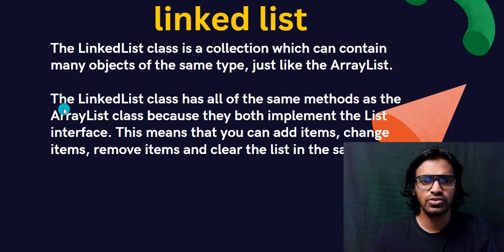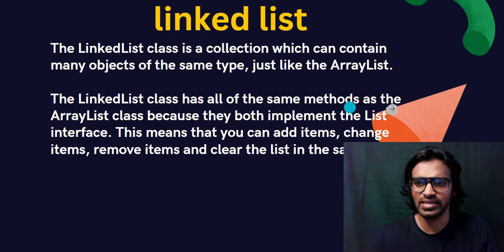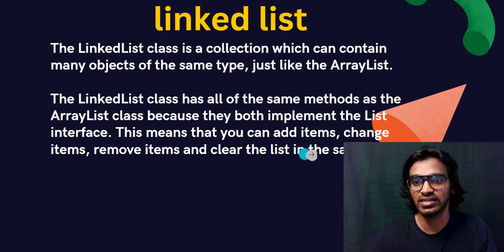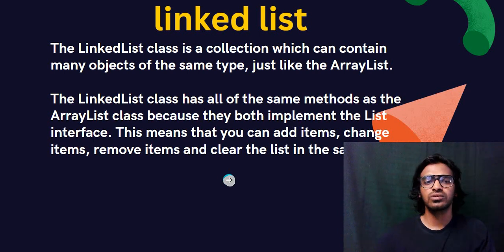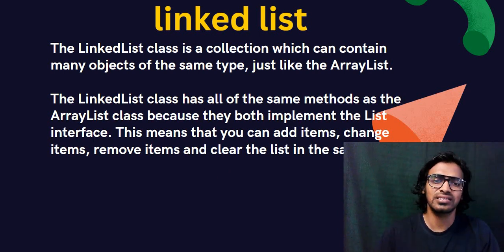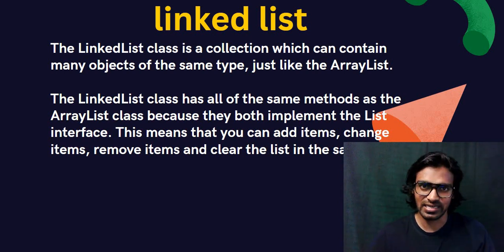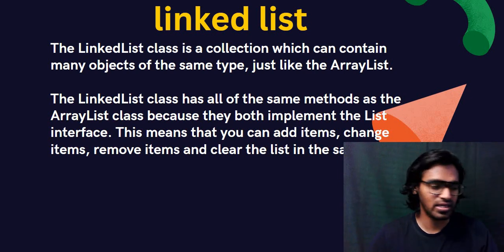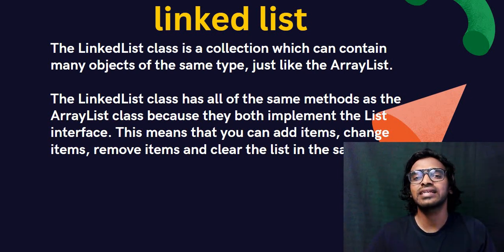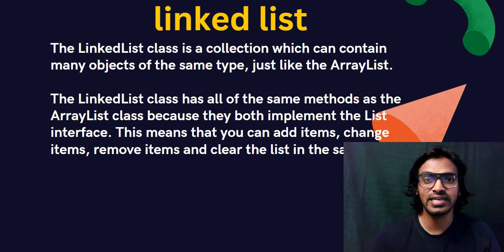Okay, so the linked list class has all of the same methods as the array list class, because they both implement the list interface. This means that you can add items, change items, remove items, and clear the list in the same way. So here also we are going to work with the list interface. In the list interface, data is stored in index format, like 0, 1, 2, 3, and this data can be of any type, like integer type data, string type data, double type data, and many more.